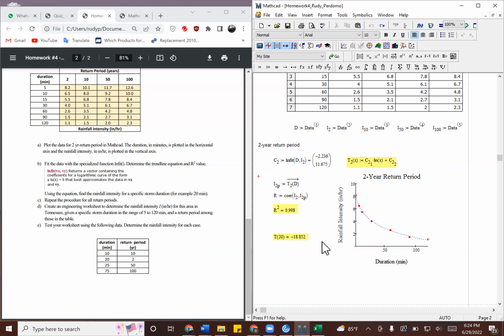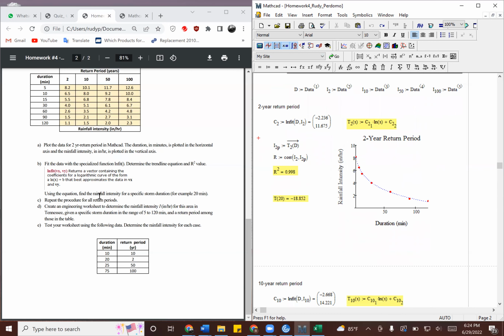And then here it says to find the rainfall intensity for a specific storm duration, for example 20 minutes. So I just use 20 minutes. So T 20, and then this is your value.